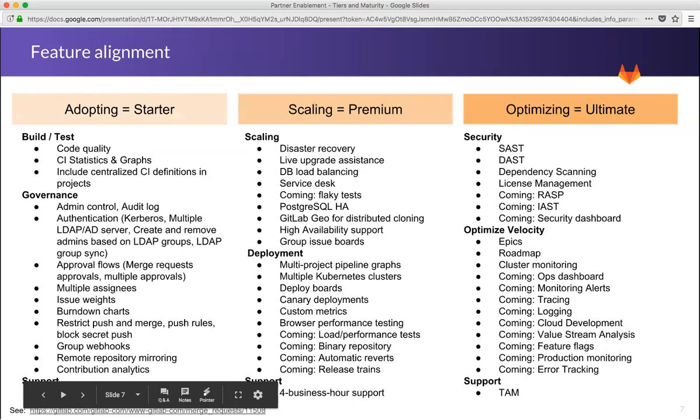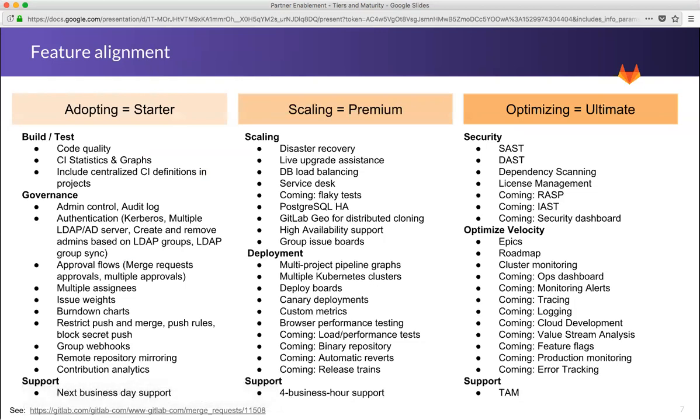So this is a very dense slide. Again, these will be available for you, so you don't need to jot all this down. But this is a pretty good rundown of where we are and where we're heading with regards to these tiers.